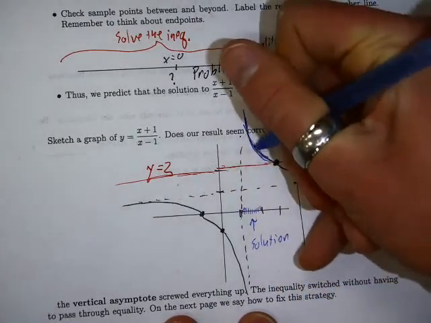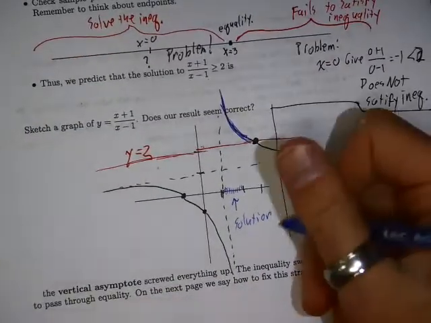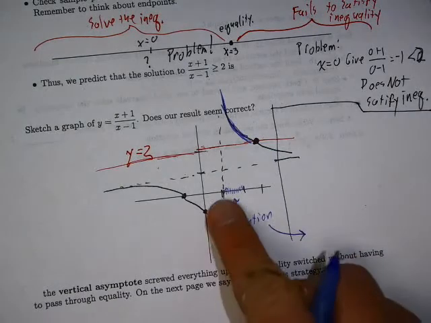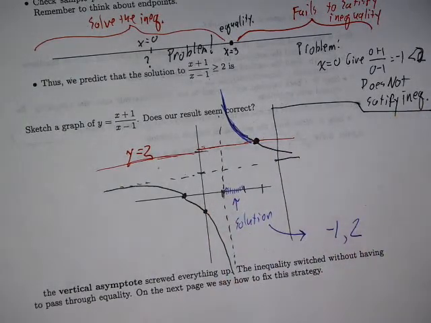There are the places where the y values are bigger than or equal to 2. And let's just say what interval that is. That looks like it's an interval from -1 to 2. And let's be careful with endpoints.